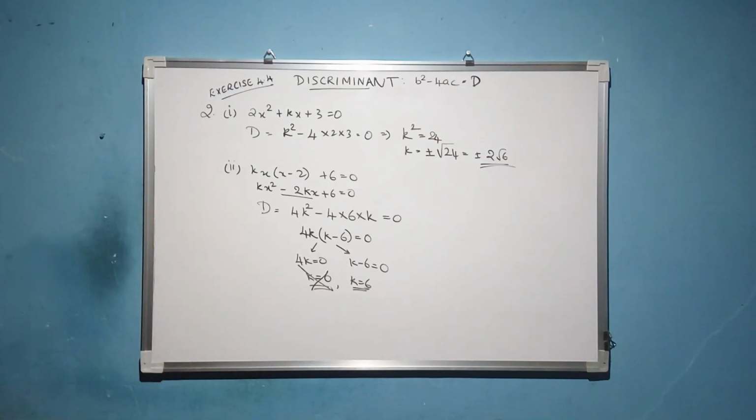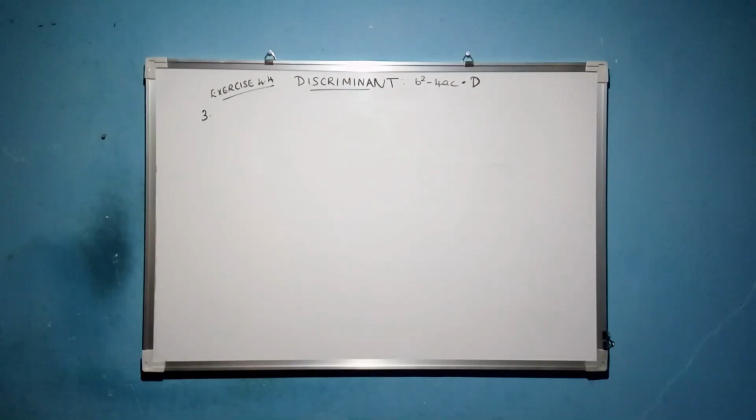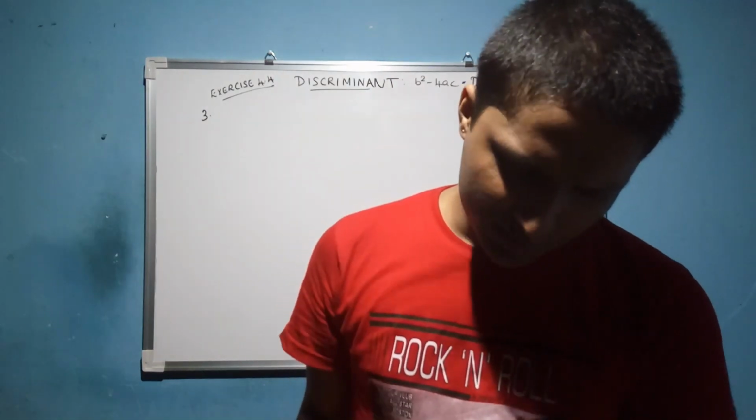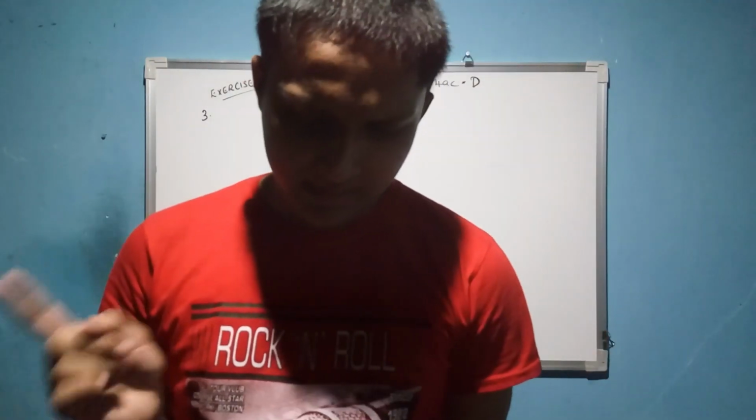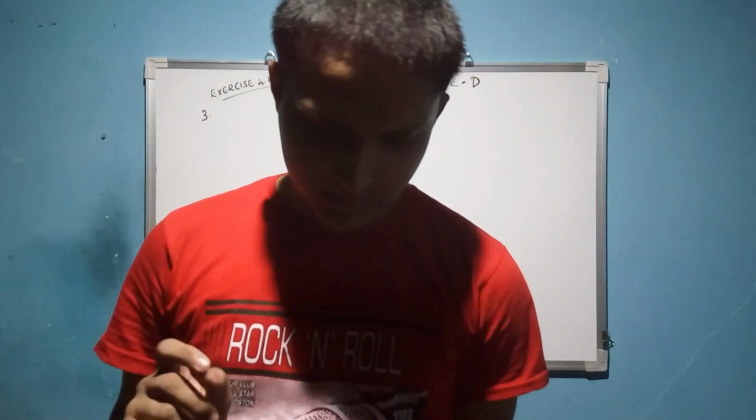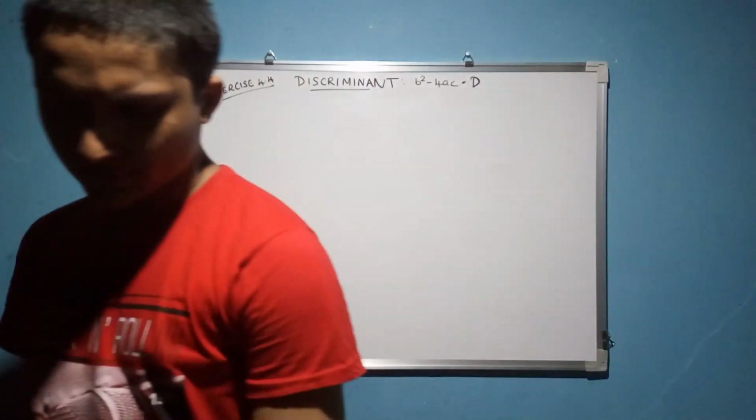Next we'll move on to the third question. Third question is a statement problem, so we need to read that question. The question is: is it possible to design a rectangular mango grove whose length is twice its breadth and the area is 800 meters square? If so, find the length and breadth.